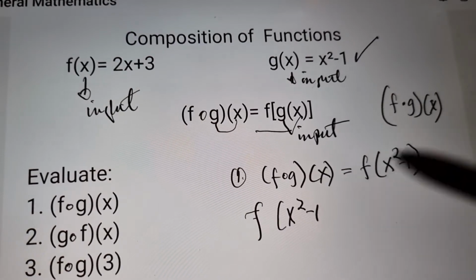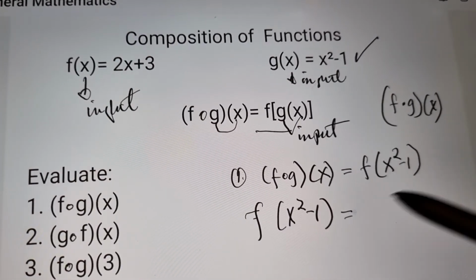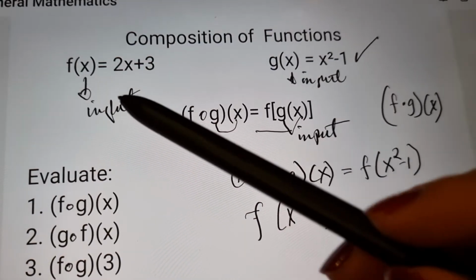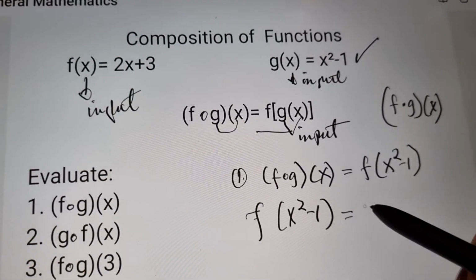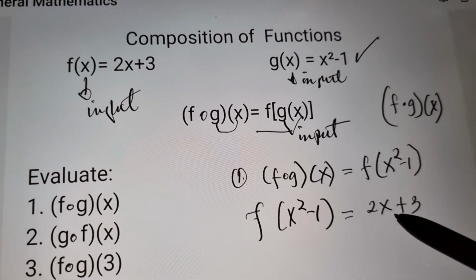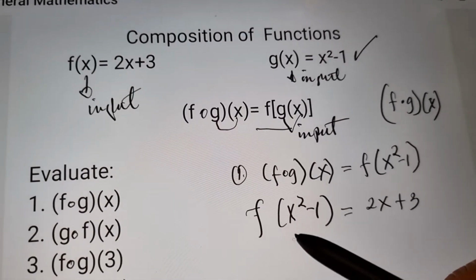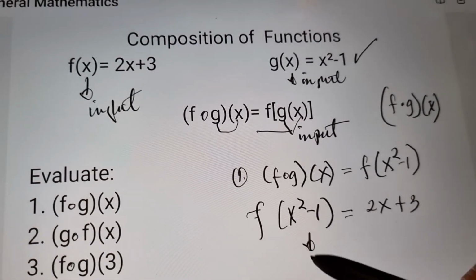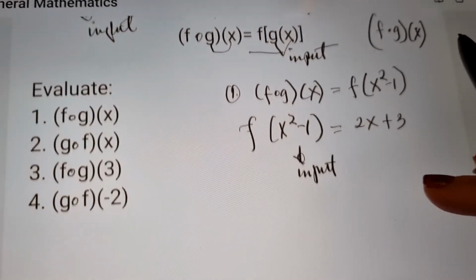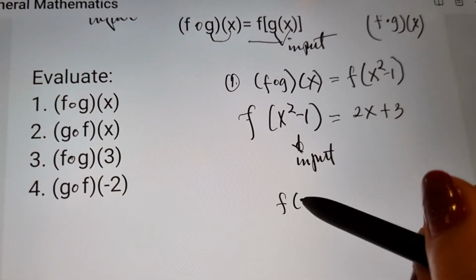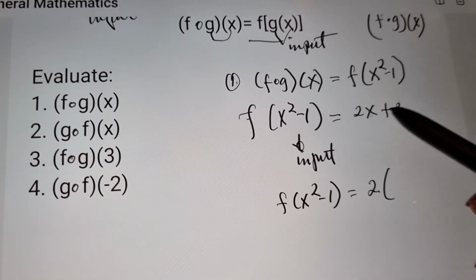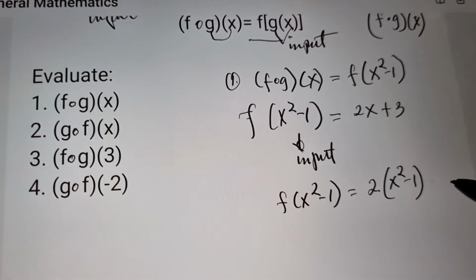Okay, now, what is f of x? The f of x is 2x plus 3. So that is 2x plus 3. Now, instead of writing x, we're going to replace that with x squared minus 1 because this is now the input. The g of x is the input. So we have now f of x squared minus 1 is equal to 2 times, instead of x, we are going to write x squared minus 1.